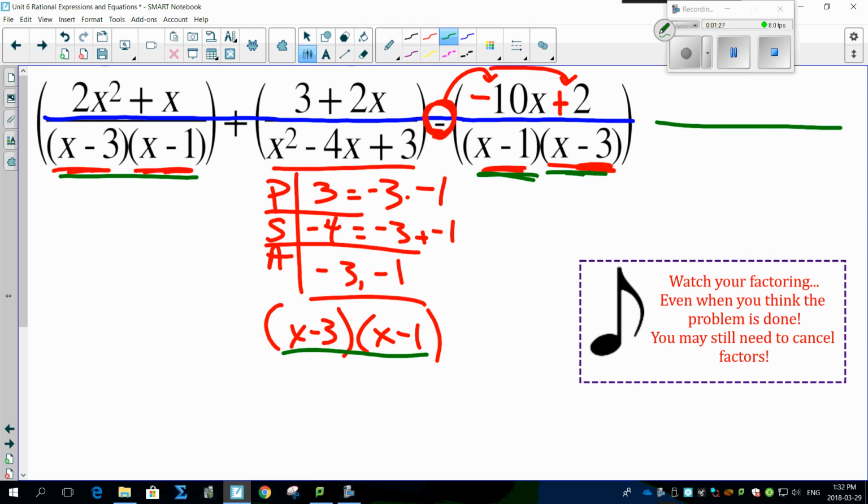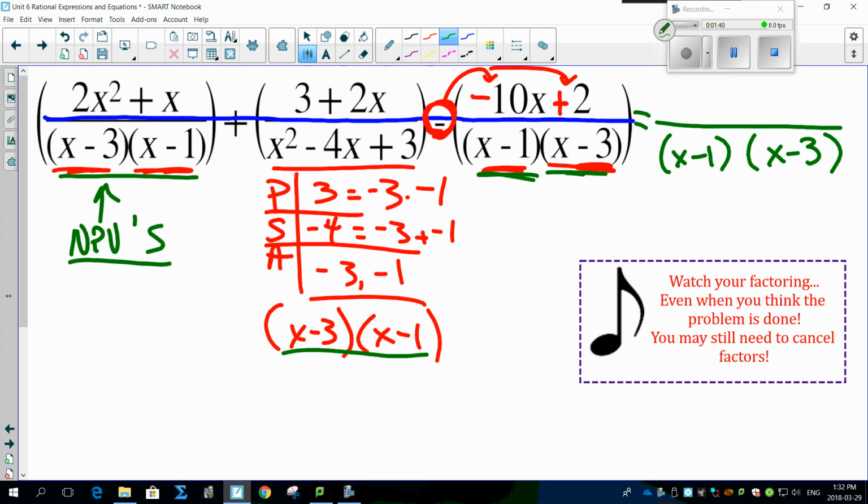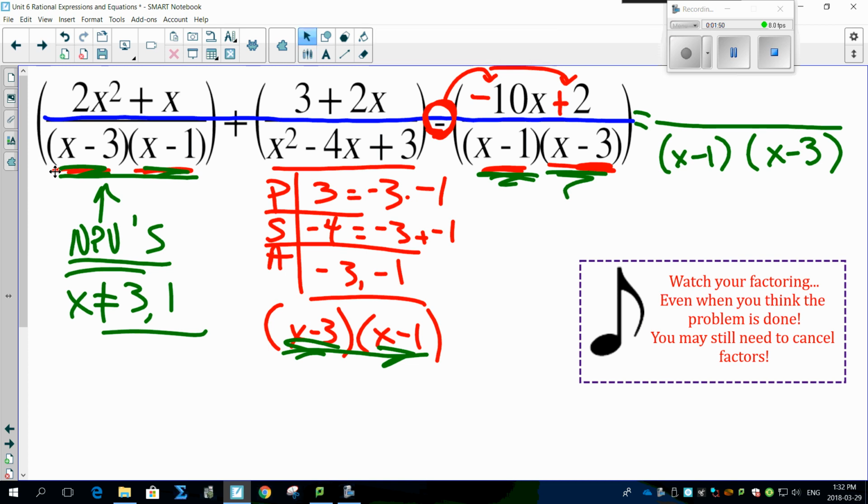Tell you right off the bat, that's going to equal, guess what? x minus 1, x minus 3, right there. Maybe we should put the non-permissible values now that we're factored, right? Well, this becomes easy. x cannot equal 3 and 1. There you go. You can get them from any one of the three. This one, or this one. Doesn't matter. Okay, so that's cool. We've got that out of the way.